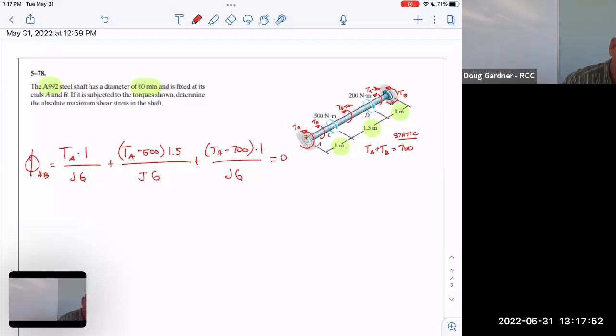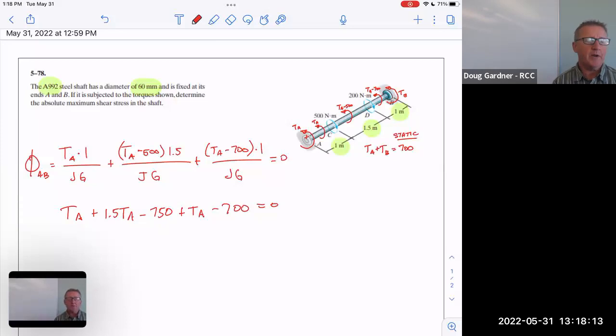So that means torque at A, and I'll go ahead and multiply this out, distribute the 1.5: plus 1.5 torque of A. 1.5 times 500 is 750, so that's minus 750, plus another torque of A minus 700. All that has to be 0. I'm happier with that equation because it's only got one unknown. So that looks like a total of 3.5 torque of A's, and that's 1450 on the other side.